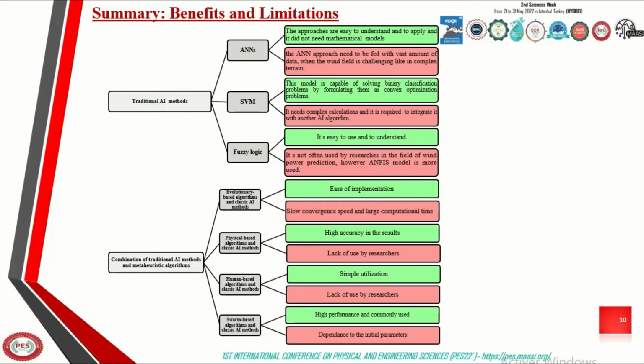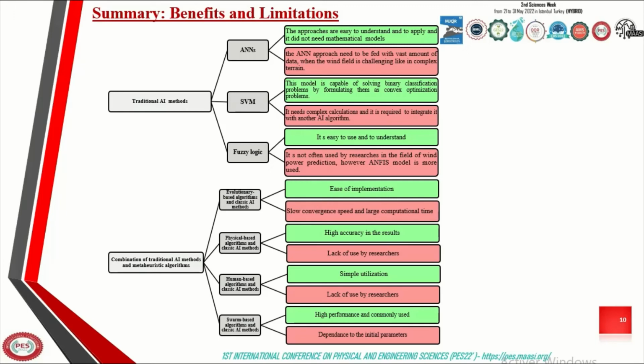For the meta-heuristic algorithms, firstly the evolutionary-based algorithm is easy to implement, but it has a slow convergence speed and a large computational time. The physics-based algorithm has high accuracy in the results, but it's not often used. The same goes for the human-based algorithm. And finally, the swarm-based algorithm, the commonly used one, has a high performance, but it depends on the initial parameters.